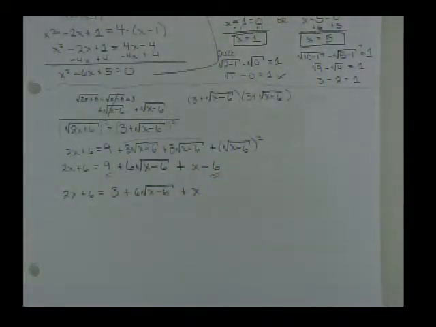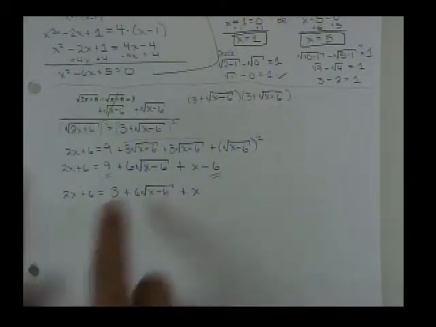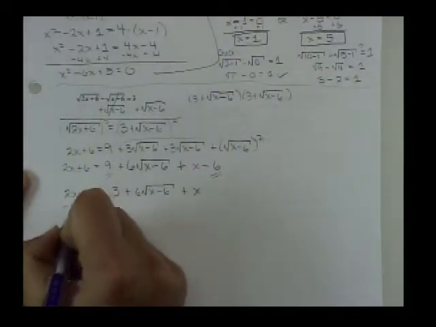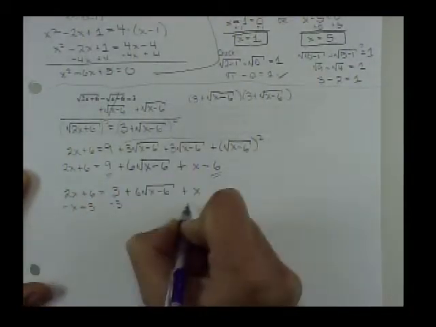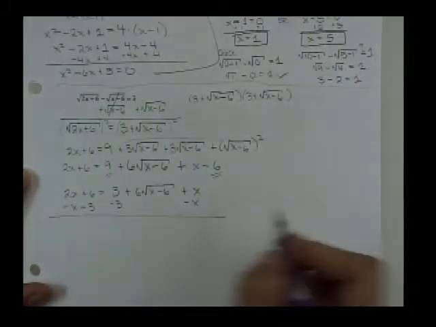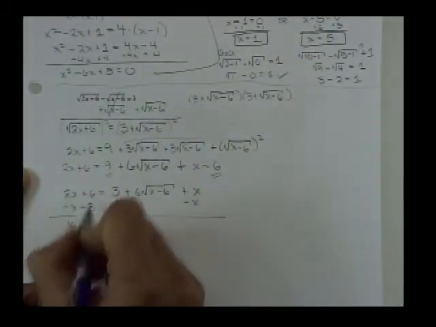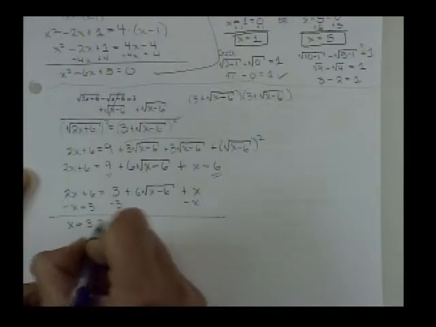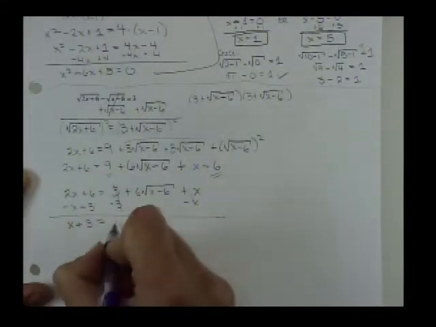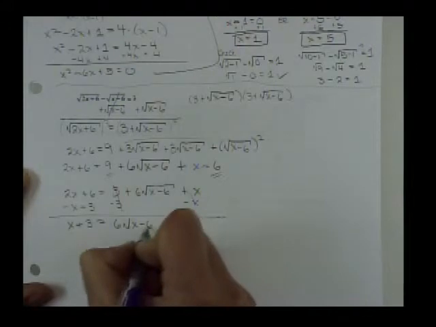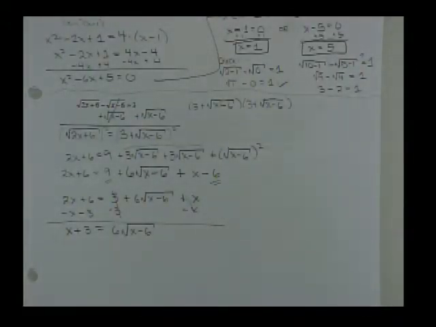And there's nothing else we can do to simplify on the right, but our equation still has a radical in it. We want to get that radical by itself, at least that term by itself. So I'm going to subtract 3 and x. So 2x minus x is x, plus 6 minus 3 is plus 3, equals 6 times the square root of x minus 6. So now I have the term with the radical by itself, and we should do what to each side? Square.